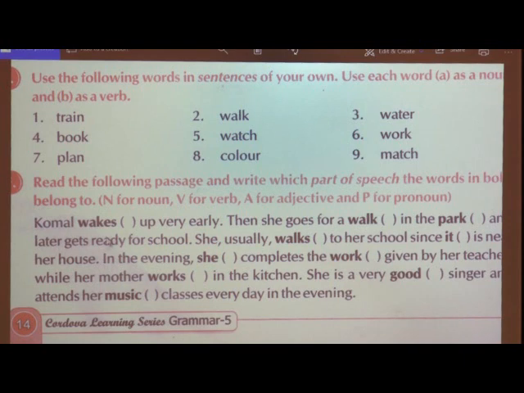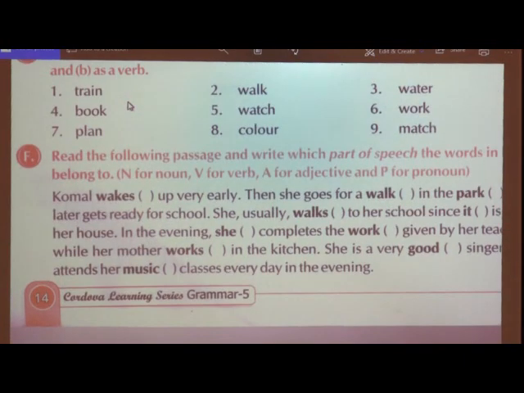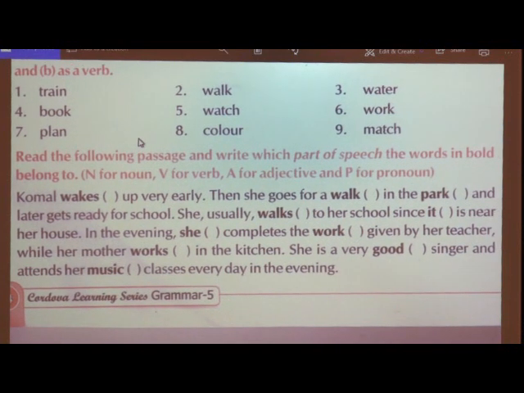Now we will be moving to the last exercise of this topic. Read the following passage and write which part of speech the words in bold belong to. We are going to write which part of speech each bold word belongs to. If it is a noun, you write capital N. If it is a verb, you write V, if it is an adjective, you write A, and if it is a pronoun, you write P, in all capital letters. Now we will start with the passage. See what they have given.